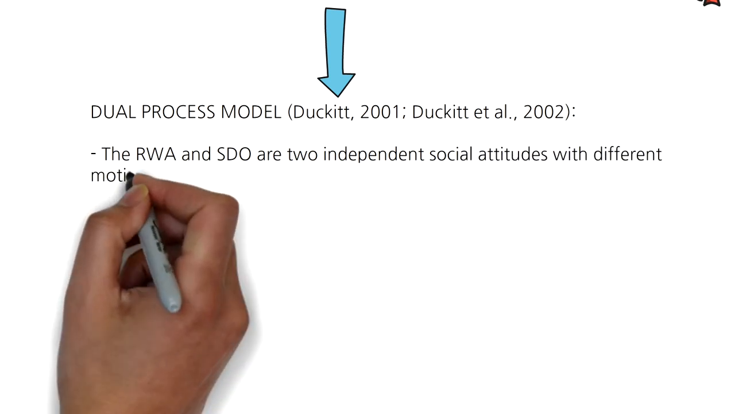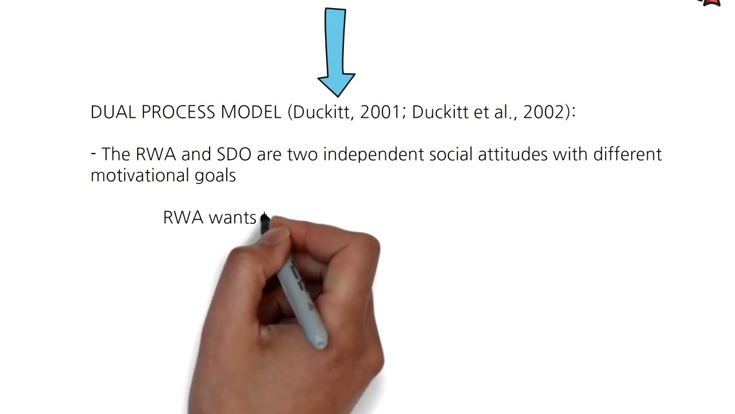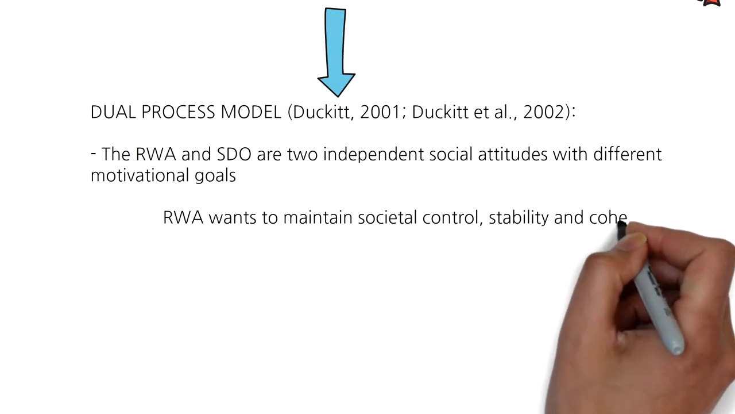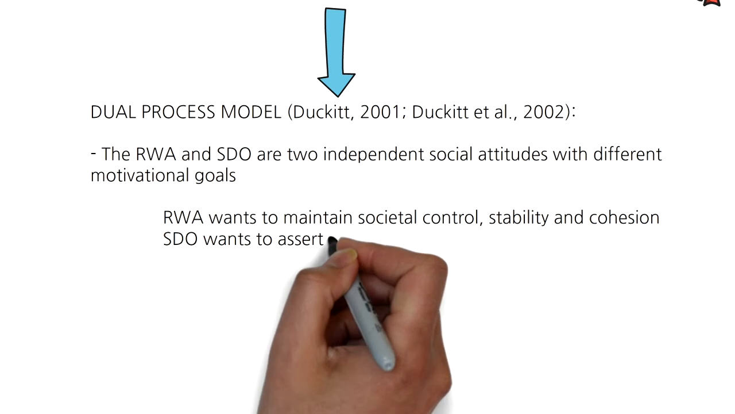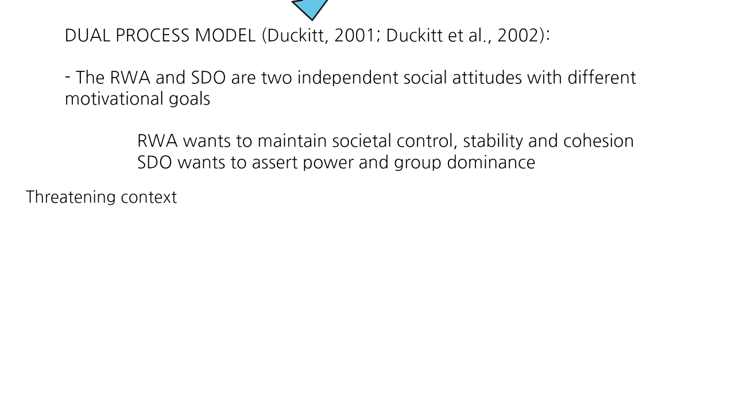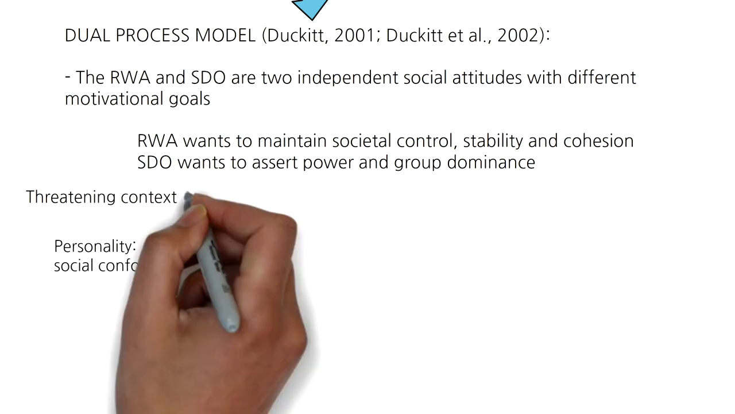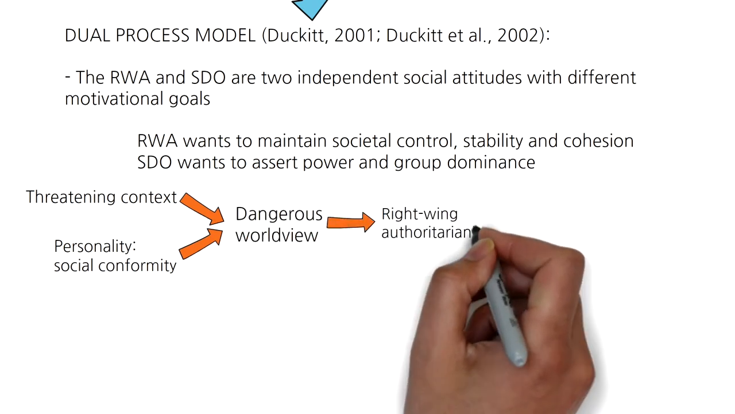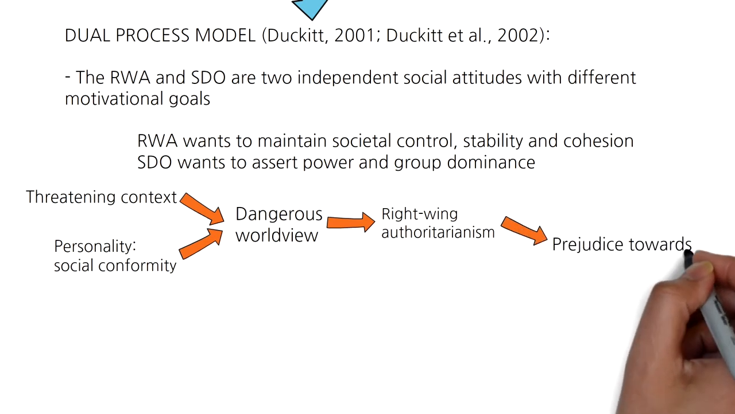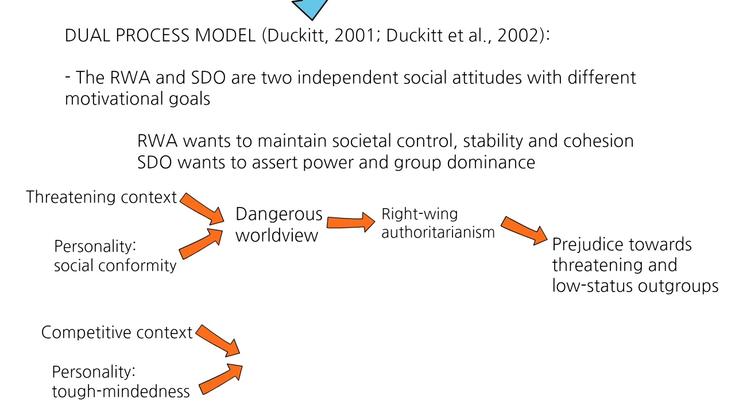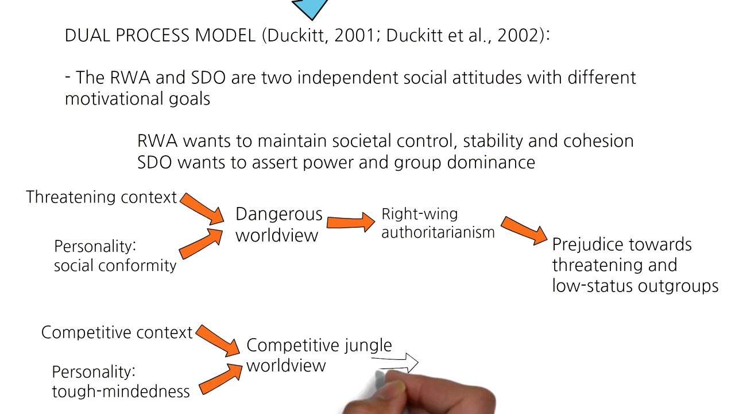RWA and SDO represent two independent dimensions of social attitudes expressing different motivational goals. The RWA has a motivational goal to establish and maintain societal control, stability, and cohesion, whilst the SDO has a motivational goal of asserting power and group dominance. As you can see in the visual here, this is the dual process model from Duckitt 2001 and Duckitt et al. 2002, and it breaks down how there is a difference between right-wing authoritarianism and social dominance orientation in terms of how they are created. However, they both link towards that end box, which is prejudice towards threatening and low status outgroups.